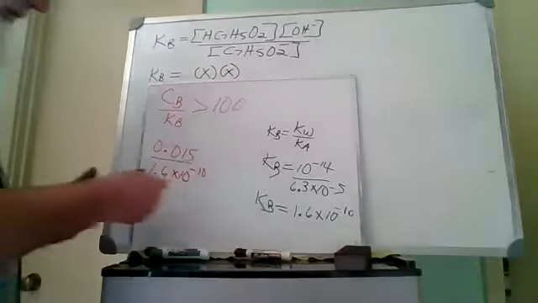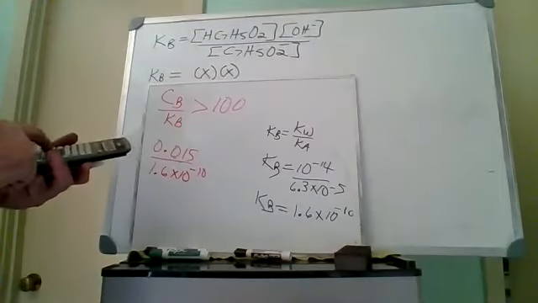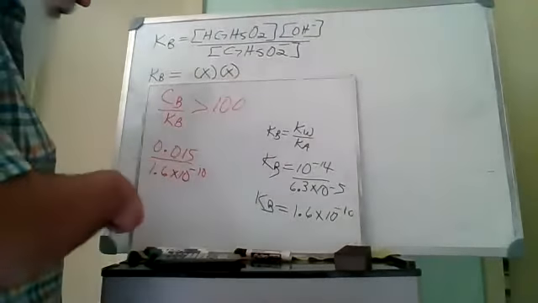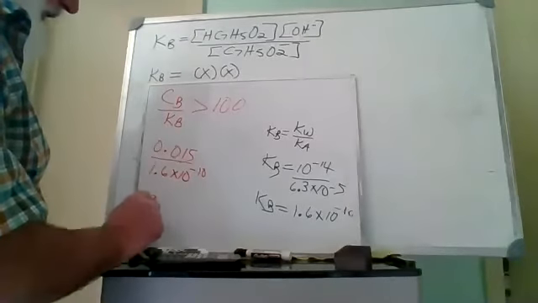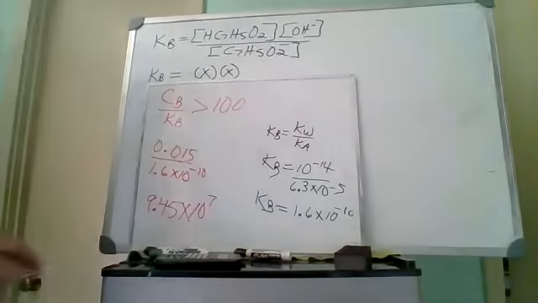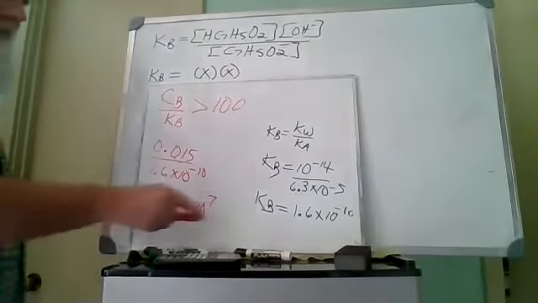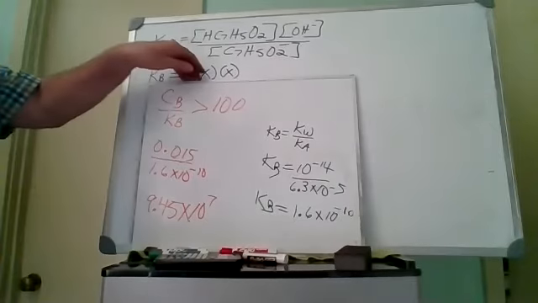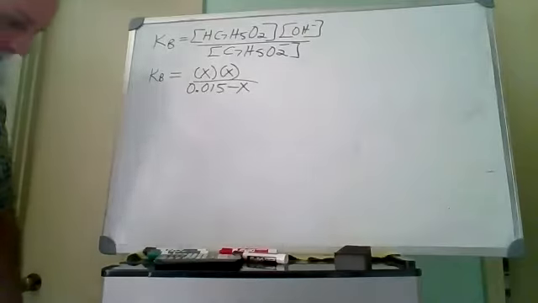And get out the calculator. I still have this in my memory, and I'm going to leave it there because I'm going to need it later anyway. 0.015 divided by KB equals, and it's enormous, 9.45 times 10 to the 7th. So that's way bigger than 100. Everybody have this? All right, so we're justified in dropping this X.